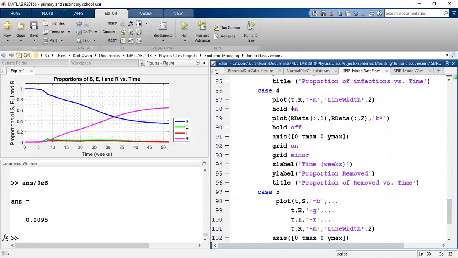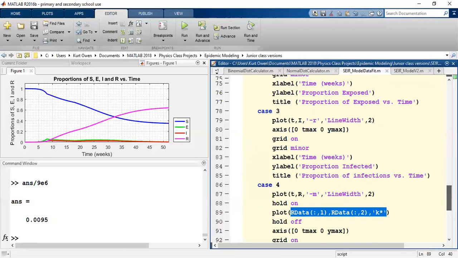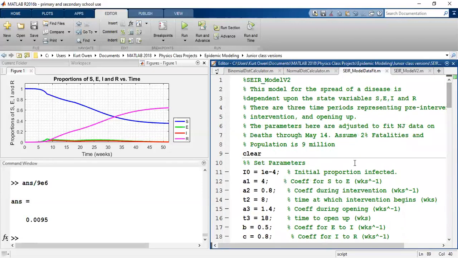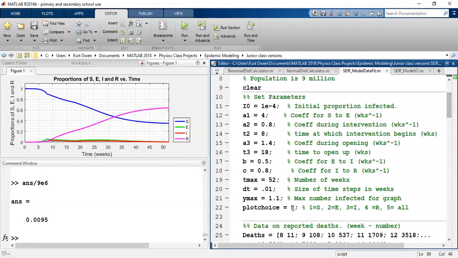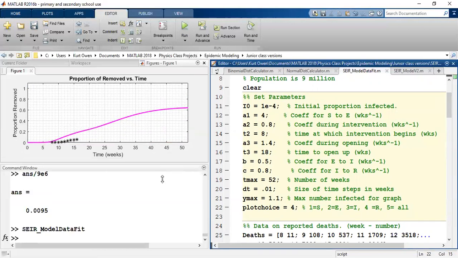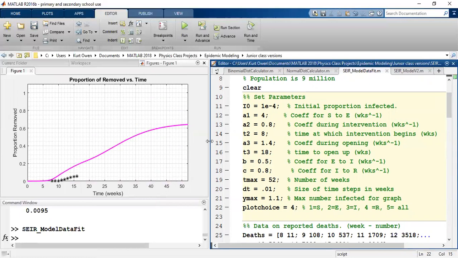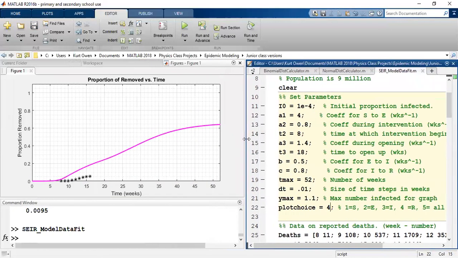When I get to case 4, you can see I plot T versus R as always, but I also plot this data that we just created, the data we took and manipulated. Let's see what happens when we plot graph 4. Here we go, plot choice number 4. Let me make my graph a little bit bigger. You can see those little stars are the actual data points.